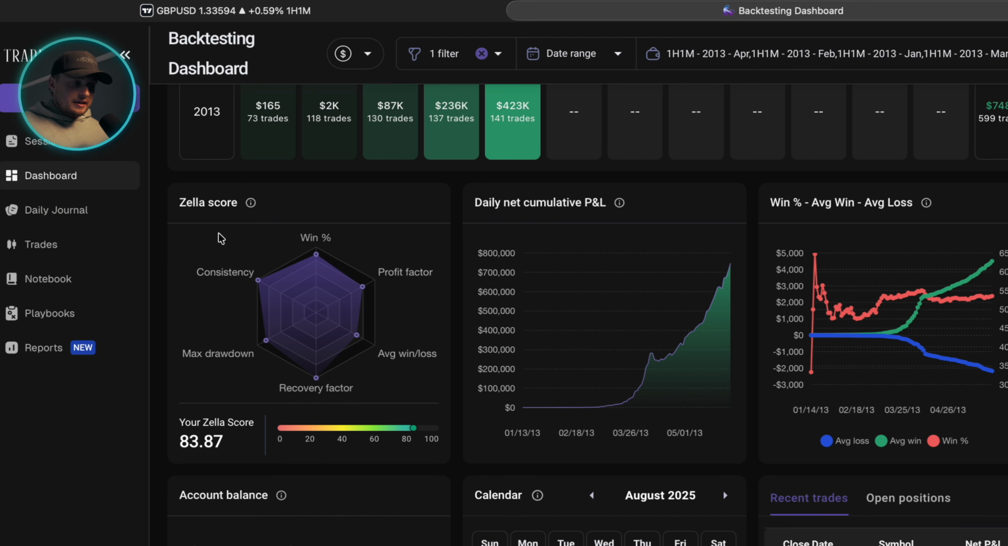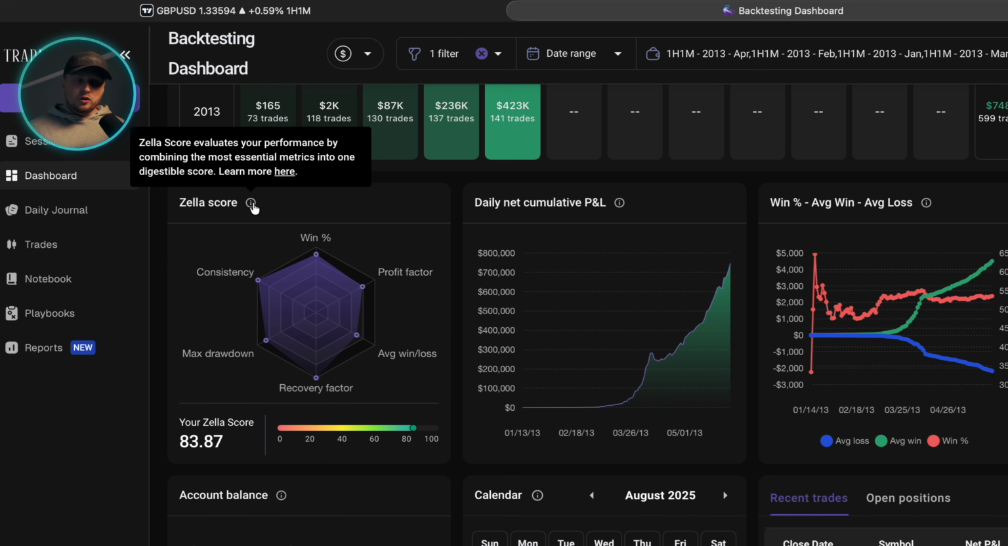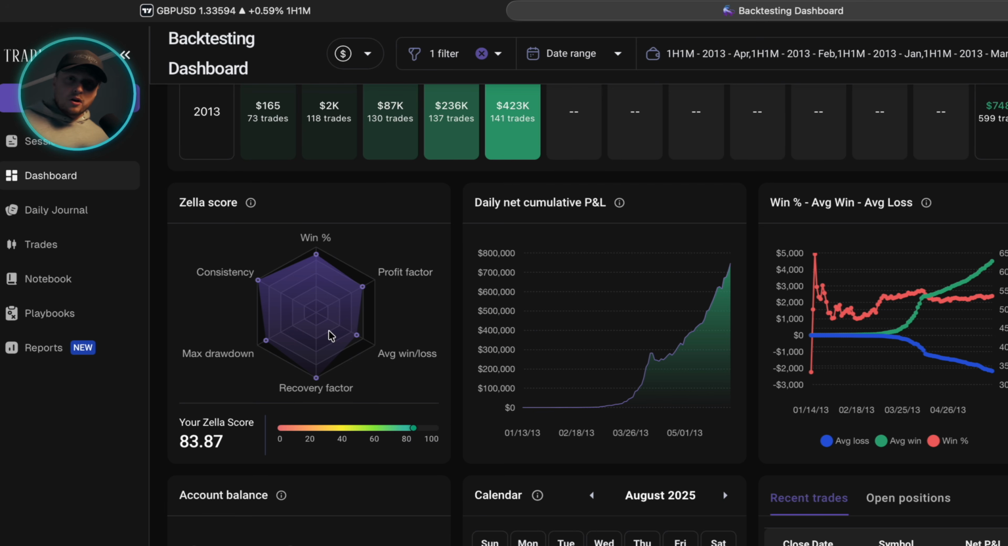And one thing I like to see on TradeZella is the Zella score, because this will give you a breakdown of your performance of trading. So consistency, profit factor, wins, losses, and it really just shows how consistent you are as a trader, which is absolutely key, especially when I'm going through losing streaks, I need to stay consistent.